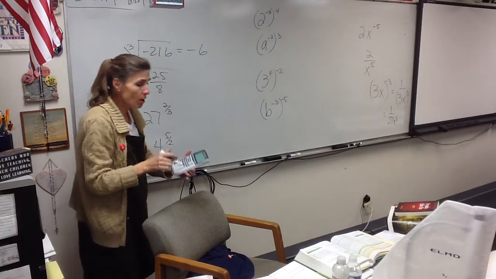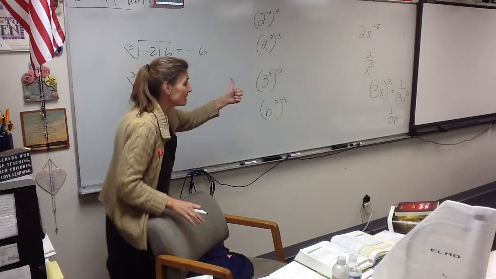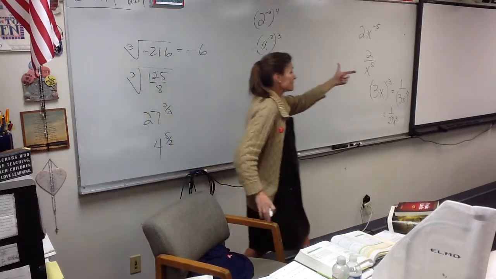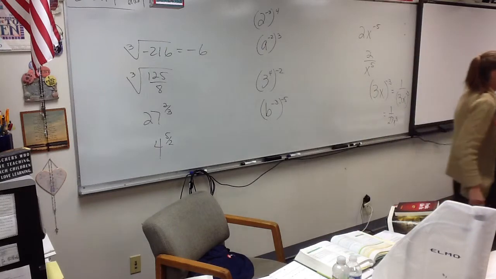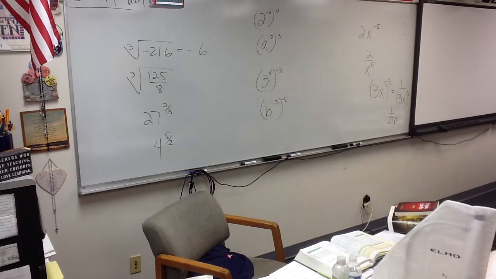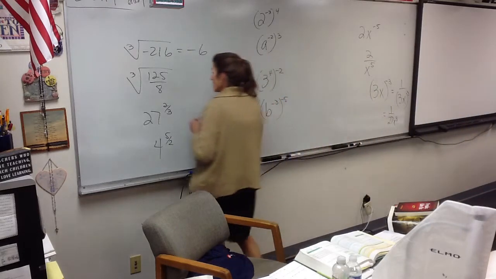Because if you multiply -6 times -6 times -6, will you get -216? Yep. The cube root of a negative is a negative. The square root of a negative is an i. The cube root of a negative is a negative. The square root of a negative is an i. Good.